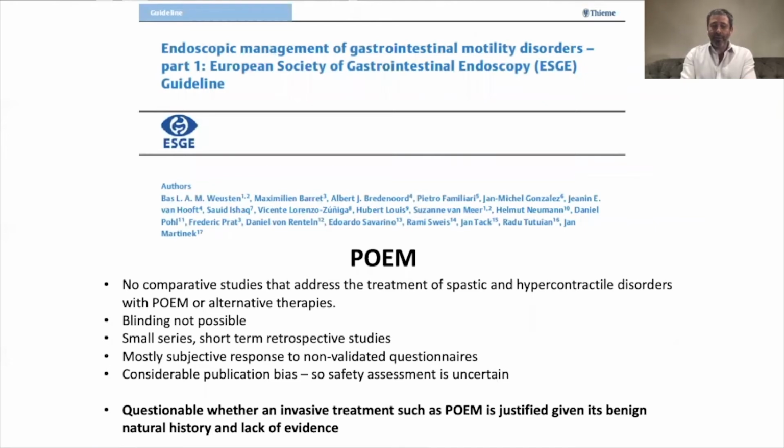The ESGE guidelines have also been published recently, and they suggest that irreversible invasive therapies such as POEM should be avoided unless absolutely necessary. This is because there are no comparative studies that address the treatment of hypercontractions and spastic disorders with POEM, and the blinding is not possible. The series that are studied are small, with short-term studies. They're mostly subjective, and there is considerable publication bias. So it's not clear whether POEM is justified in this context.